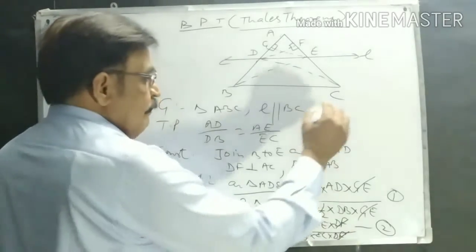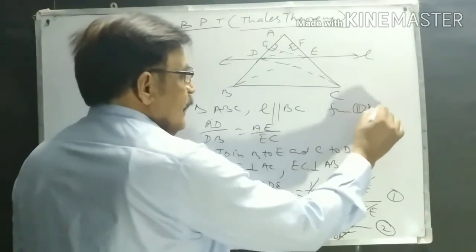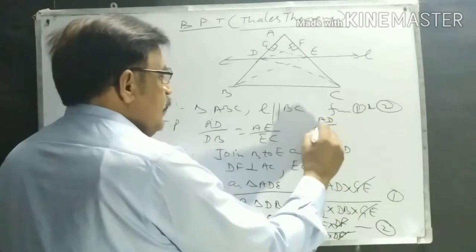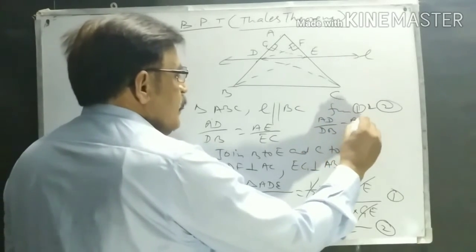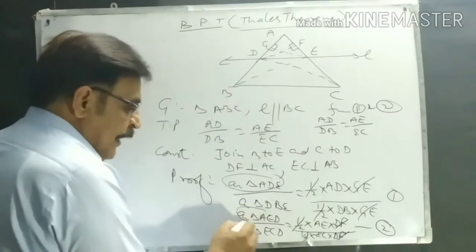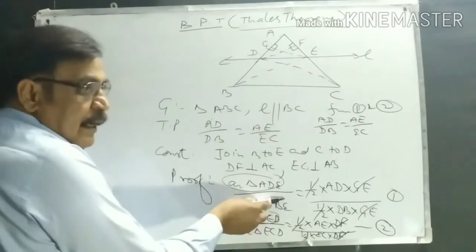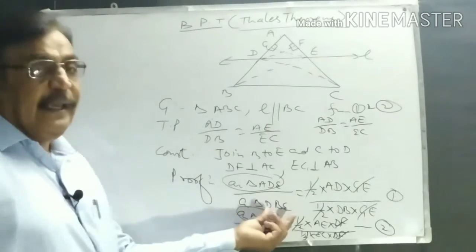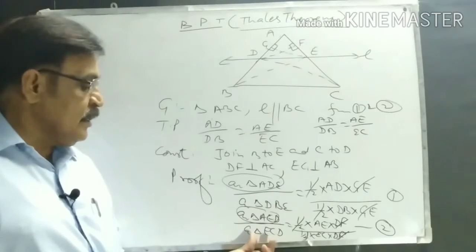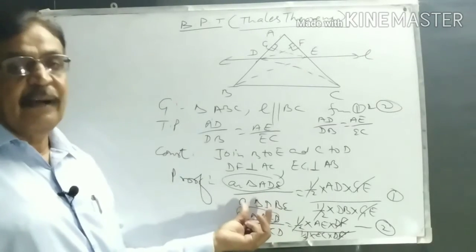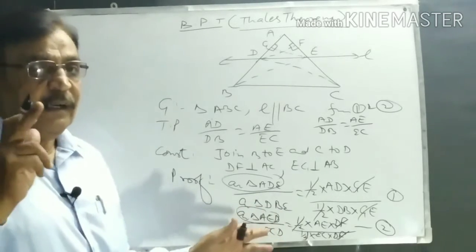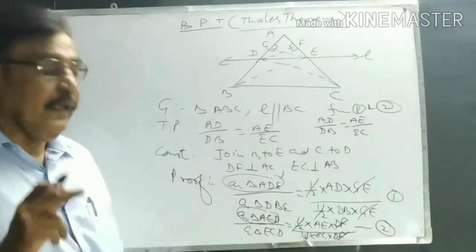From first and second, what do we deduce? You write AD upon DB is equal to AE upon EC. Now why? Because ADE as well as AED are one and the same thing. This triangle as well as this triangle, DBE and ECD, both triangles are on the same base and between the same parallels. This property you have studied in 9th class, that we are applying over here.